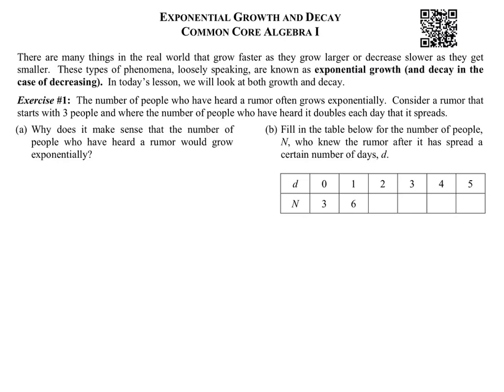So consider a rumor that starts with 3 people and where the number of people who have heard it doubles each day that it spreads. So the first question says, why does it make sense that the number of people who have heard a rumor will grow exponentially? Well, the more people who know the rumor, the more who can spread or tell it to others. So the more that know, the more that tell.